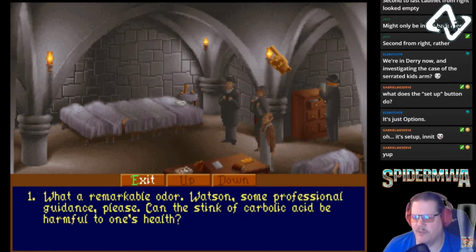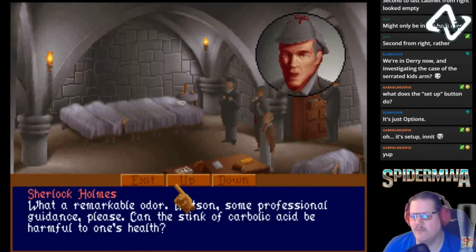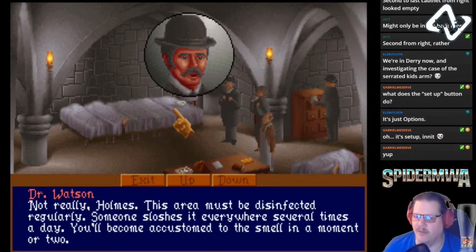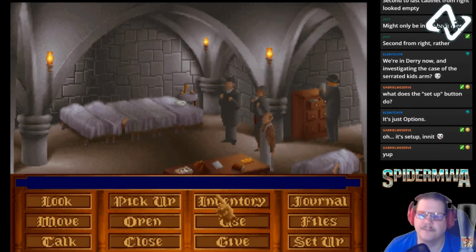I wonder how we're going to get permission to get any of those items. What a remarkable odor. Watson, some professional guidance, please. Can the stink of carbolic acid be harmful to one's health? Not really, Holmes. This area must be disinfected regularly. Someone sloshes it everywhere several times a day. You'll become accustomed to the smell in a moment or two.